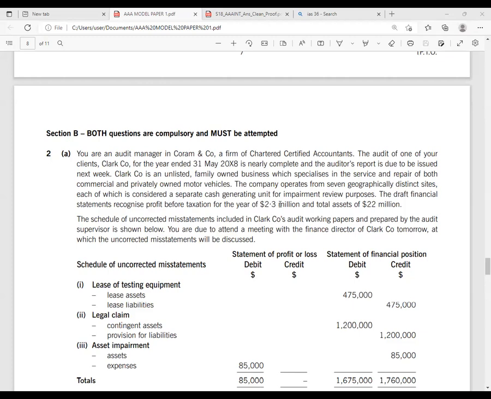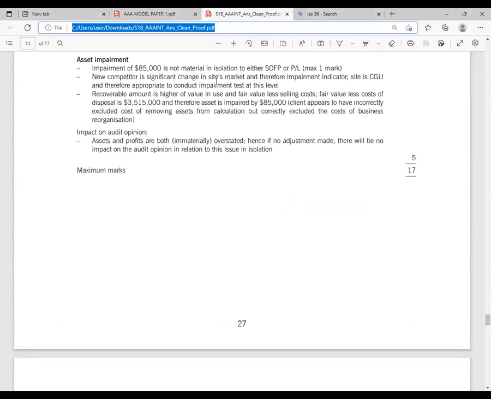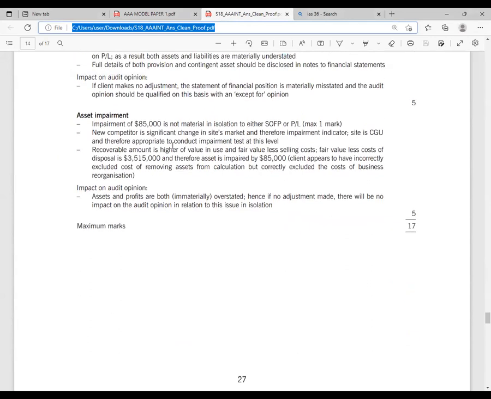Now listen to me very well. In the context of the asset, this thing is immaterial. So should we push these people here to change? Look at the answer here. You're told here, impairment of 85,000 is not material in isolation to either statement of financial position or profit or loss.